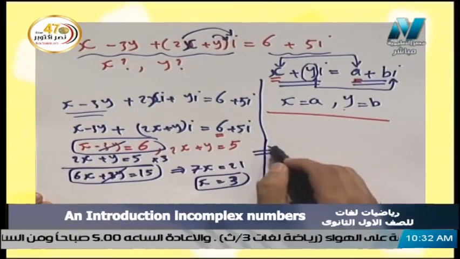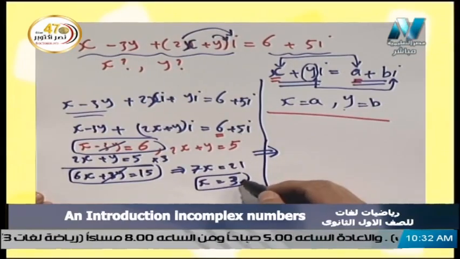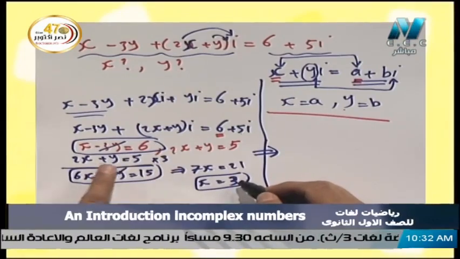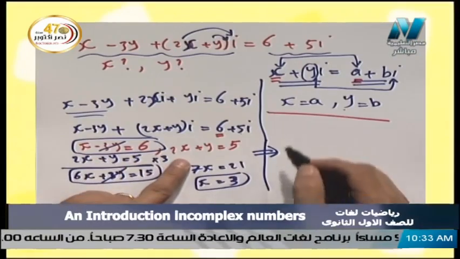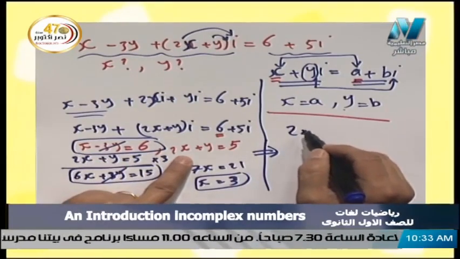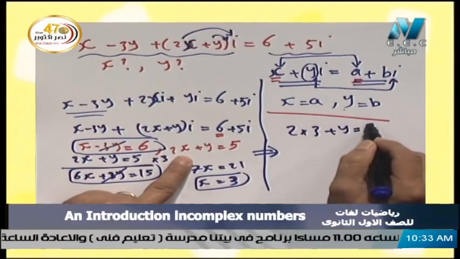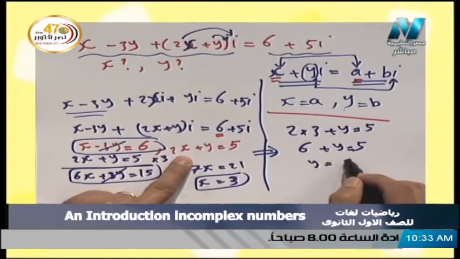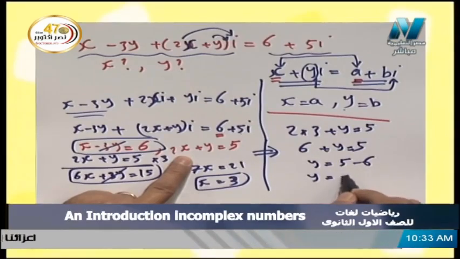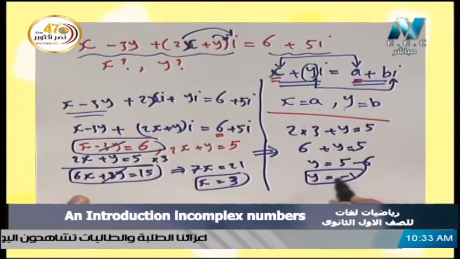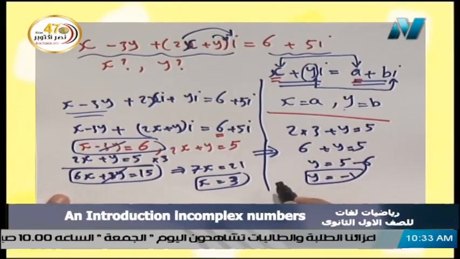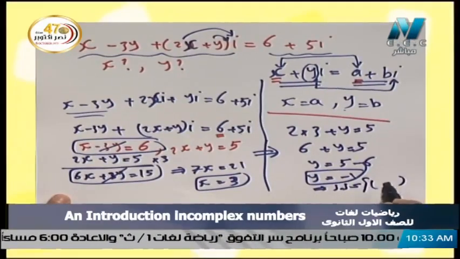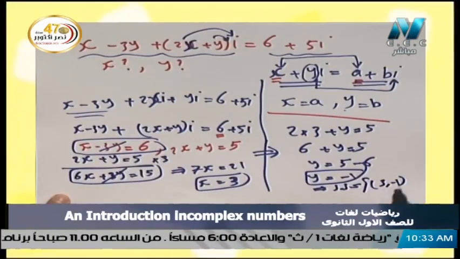So x equals 3, and we will substitute x equals 3 in any of the equations. So we multiply it by 3 plus y equals 5. So we have 6 plus y equals 5, so y equals 5 minus 6, which equals negative 1. So y equals negative 1 and x equals 3. So the solution set equals the ordered pair 3 and negative 1.